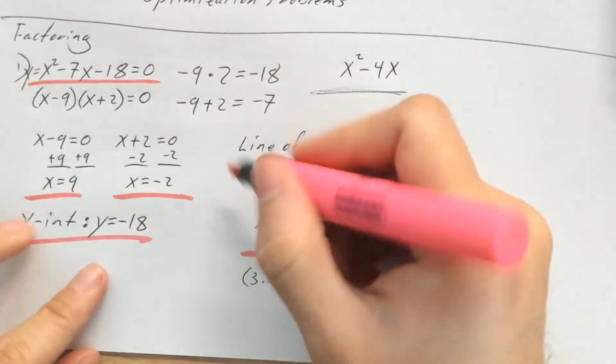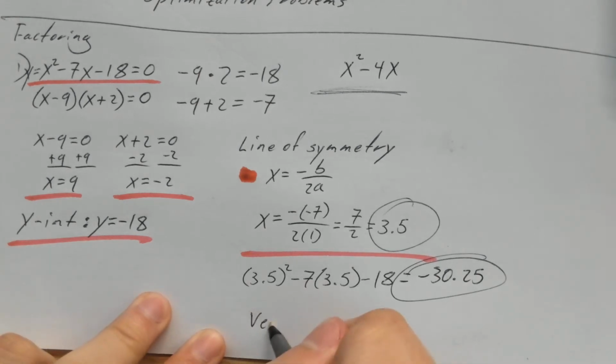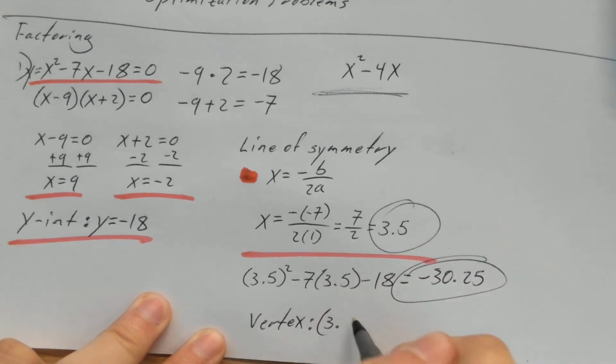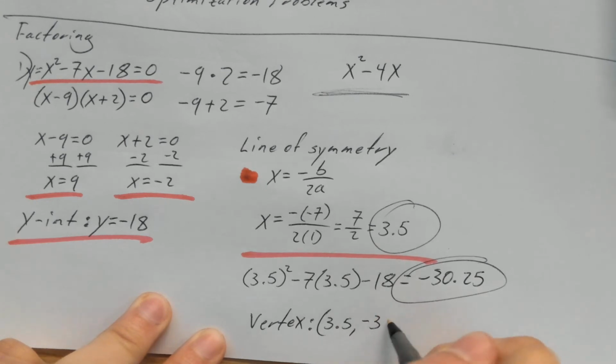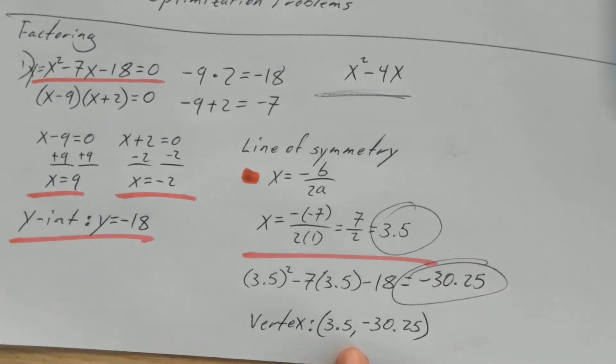So this equation helps you find the line of symmetry. Yeah, I know that part. I'm saying the 3.5, why did you sub it in? Why did I sub it in? Because this is the x value, and if I plug it in, this is the y value. If I plug in the x value, I get the y value in return. So my vertex is located at 3.5, comma, minus 30.25. So this is the location of my vertex.